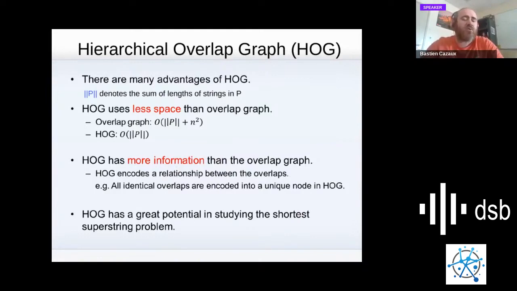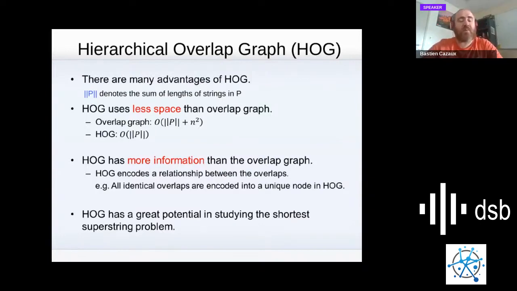But in fact, you can say that you can remove the norm of P because you don't need that. So it's in n square. But the size of the HOG is on norm of P. But we can also prove that the size of the HOG is also in big O of n square. So the size of the space of the HOG is less than the overlap graph.